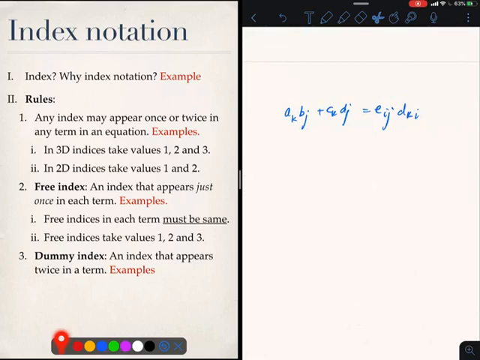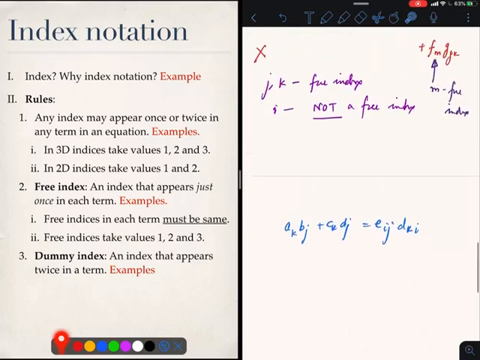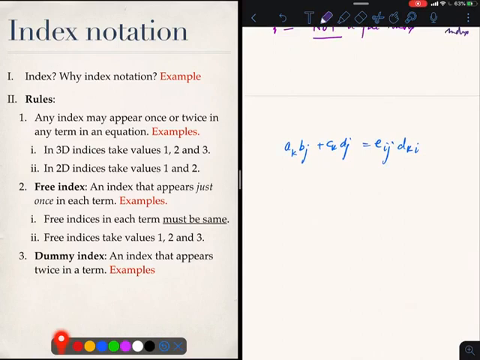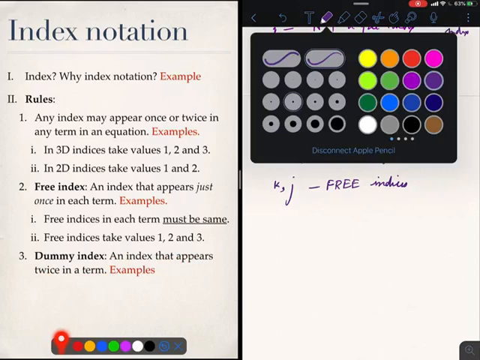Alright, so let's look at this example. We have already said that K and J are free indices. But the other index in this equation, I, doesn't appear here, but over here I is coming twice, and an index that appears twice in each term is a dummy index.